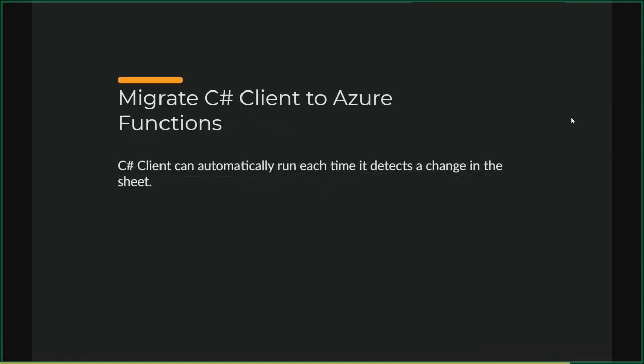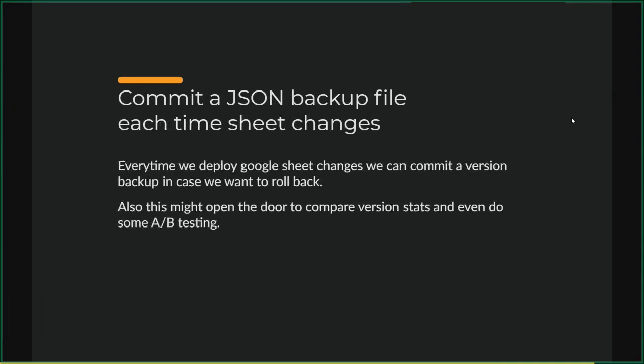Maybe I also might want to migrate the C# client to Azure Functions. Right now, every time I want to deploy something from Google Sheets, I actually have to execute a program on my computer. It would be neat if I can use Azure Functions and add some sort of hook that detects every time there is a change in Google Sheets and executes a function. Another neat thing would be to create another Azure function that, every time an Azure function deploys a change to PlayFab, also commits a JSON backup file. That way I can have a backup of any changes we make in the Google Sheets. And this could even open the door to creating comparative versions of the game and doing some sort of A/B testing, which I know PlayFab also has a feature for.